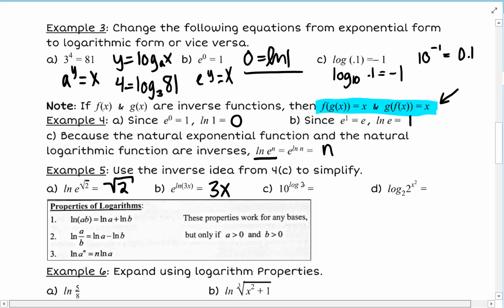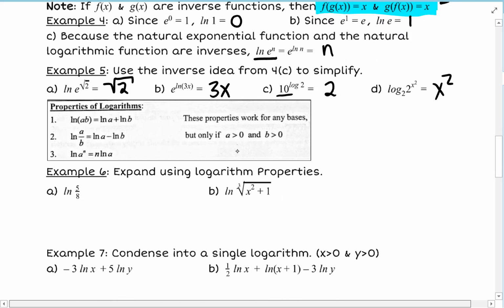10 to the log of 2. This only can be simplified to be 2 if the base of the exponent matches the base of the log. And since the base of the log is not written, we know it's 10, therefore it matches, and that's equal to 2. Log base 2 of 2 to the x squared. Log base 2 and 2 are inverse operations, basically negating each other, which leaves us with our exponent x squared.